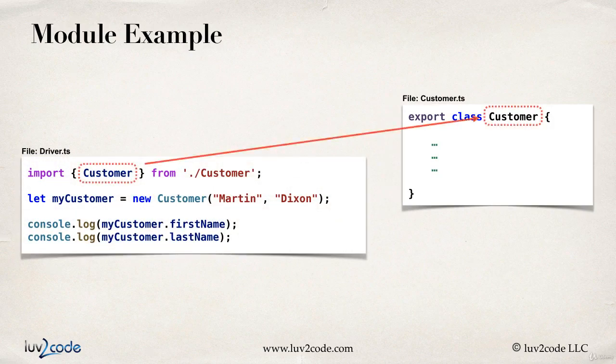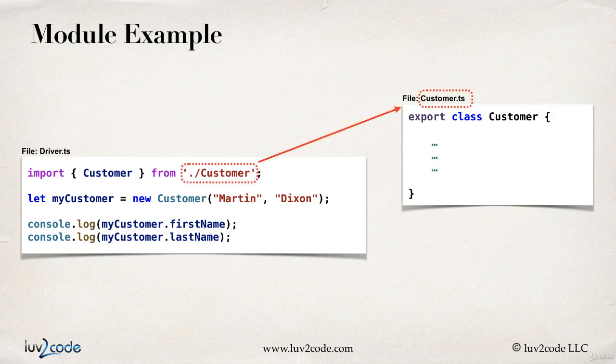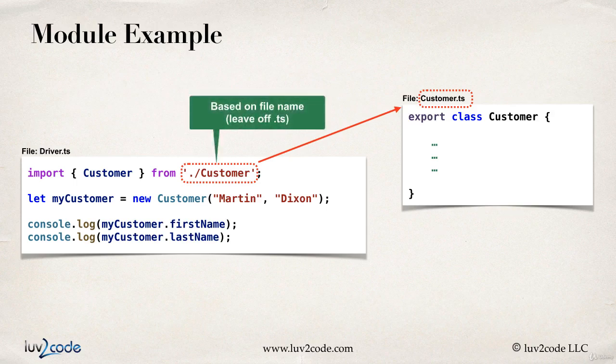Notice here on the first line, we're going to do an import. So we're going to import customer. We're importing the customer class. And where are we importing it from? Well, we're going to import it from ./customer. So here it's based on the file name of where that class is defined, but you don't give the .ts. You simply give the actual name of the file itself without the extension.